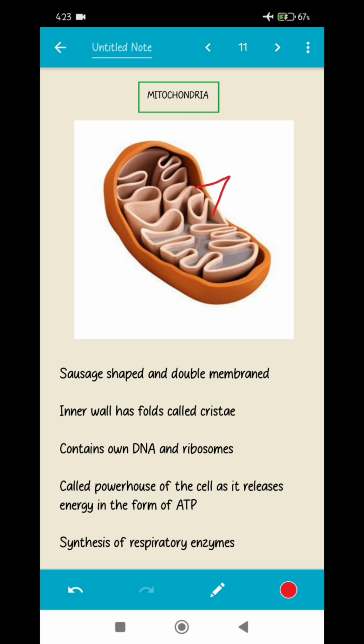Since it contains its own DNA, during cell division it can replicate itself. It does not need any activity of the nucleus. It can replicate on its own. It is called the powerhouse of the cell as it releases energy in the form of ATP, and it also helps in the synthesis of the enzymes which are required for respiration. So basically it is associated with the process of respiration and production of energy.